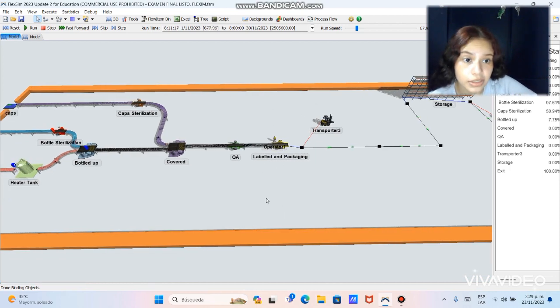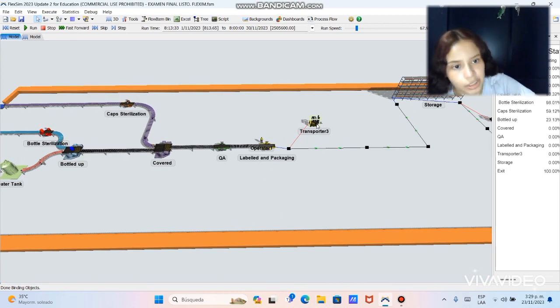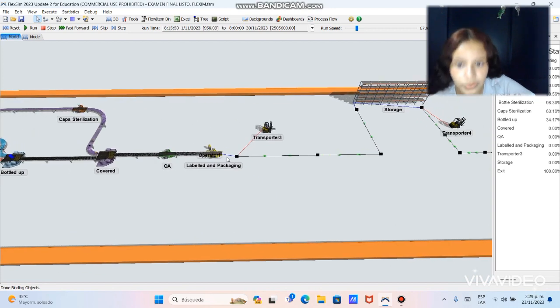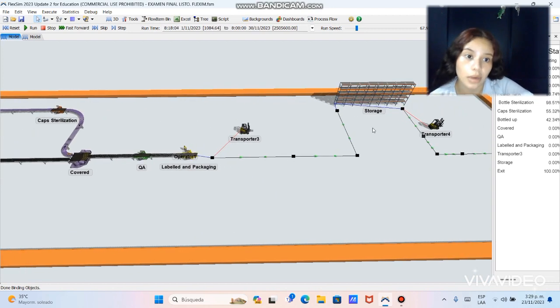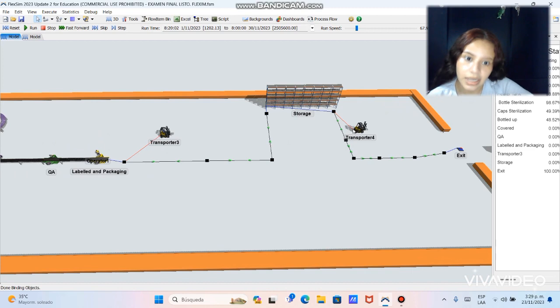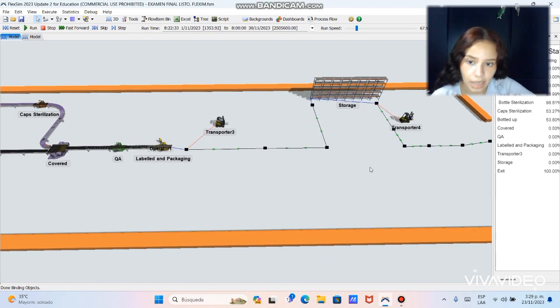When the packaging process is finished, we have here this transport, and this transport is going to move the product to the storage for around 12 hours. And after that, this transport is going to take it out.